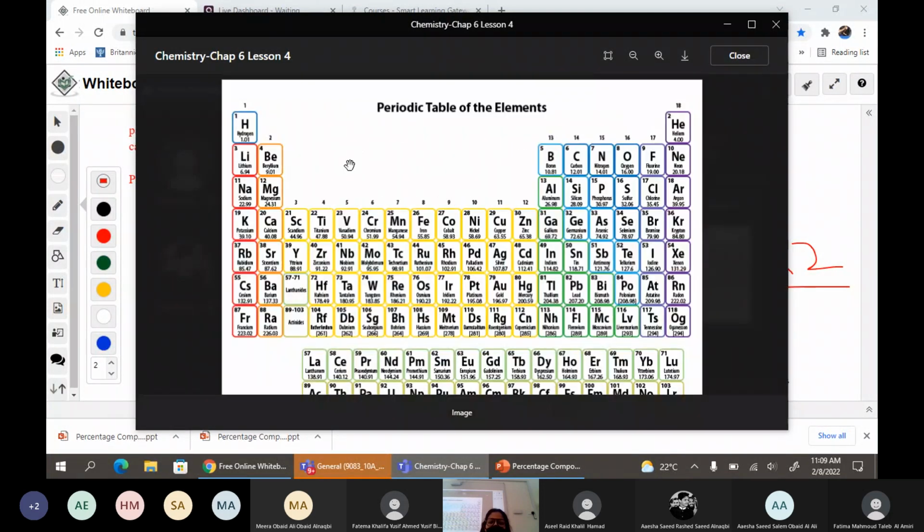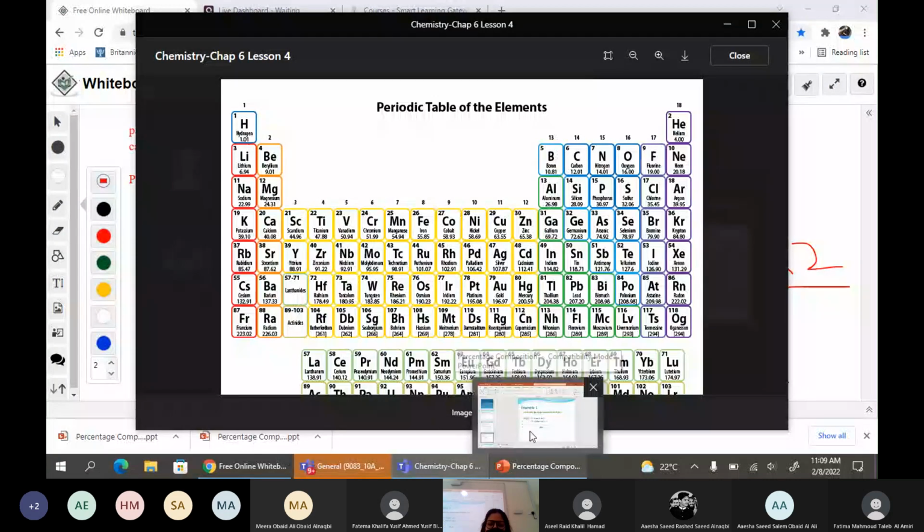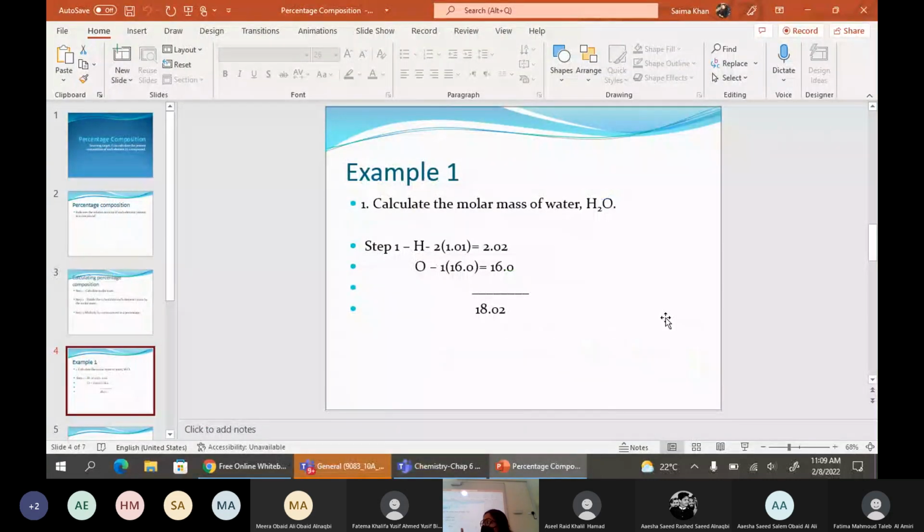How many hydrogens do we have in the formula? 2. So 1.01 times 2. And how many oxygens do we have? 1. So 15.99 times 1. And then you will be adding them. What is the molar mass? 18.02. This will be the molar mass. We already did how to do the molar mass. Hydrogen 1.01 times 2. Oxygen 15.99 or 16 times 1. 18.02. This is the molar mass of water.